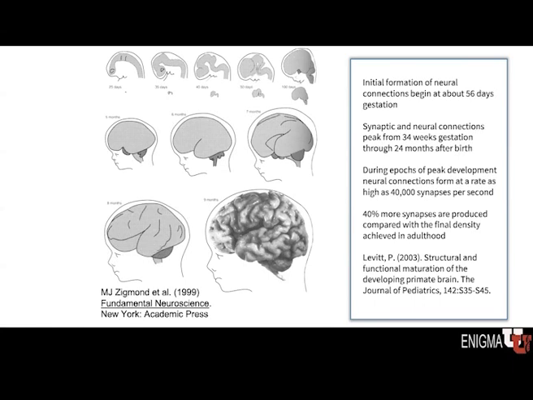Now, with all these synapses that are formed, the brain, in a sense, kind of overshoots the number of synapses that are needed for adulthood. In fact, there are about 40% more synapses produced compared with the final density seen in adulthood. And so as a result, some of those synapses are pruned out, again, to make the brain more efficient.